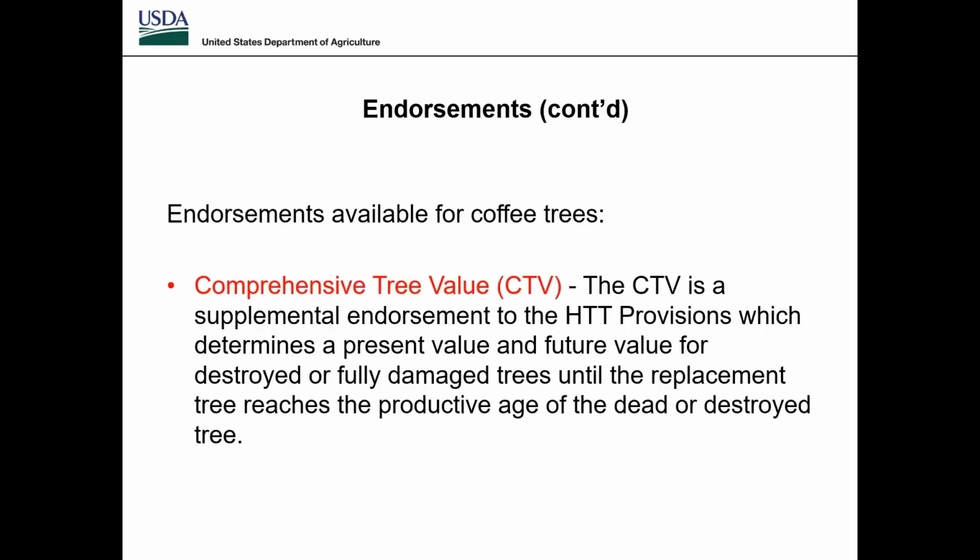The next endorsement available for coffee trees is the Comprehensive Tree Value, or CTV, which is an additional supplemental endorsement to the base HTT policy provisions, which determines the present value and future value for destroyed or fully damaged trees until the replacement tree reaches the productive age of the dead or destroyed tree.